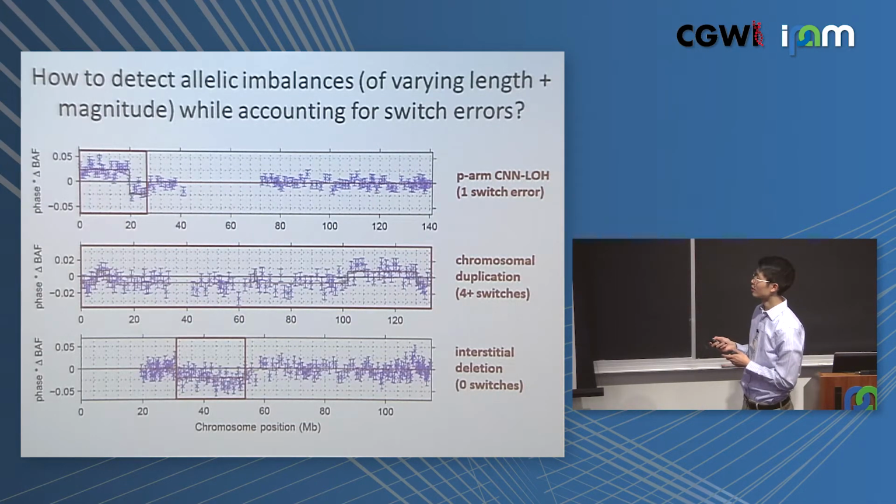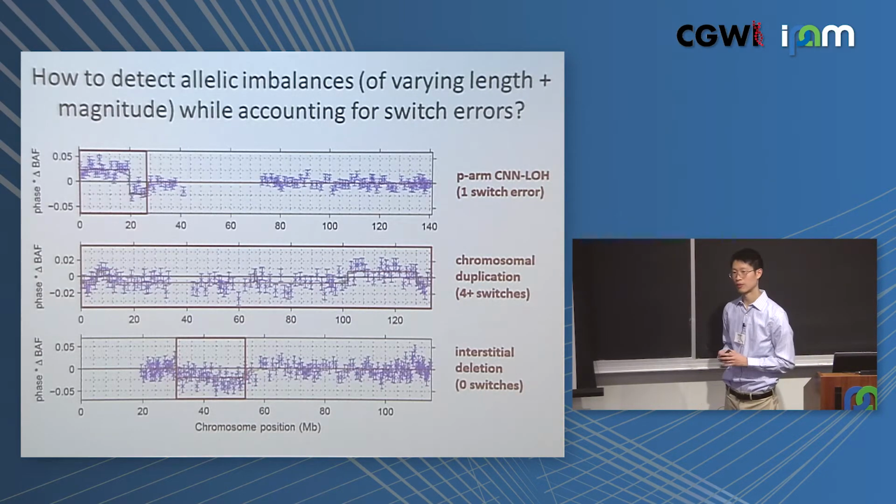The first example is a copy number neutral loss of heterozygosity that starts on the P telomere. It incurred one switch error, so you have a shift to positive, then a sign flip, which is negative now, and then the rest of it is normal. The second example is a chromosomal duplication, an event that spans the entire chromosome. Again, there are a few switch errors, such that you start negative, switch over to positive, then go negative for a long time, and go positive again. At the bottom is a deletion that starts randomly in the middle of a chromosome, goes along for a while, and then ends. So these are the types of events that we're looking for.